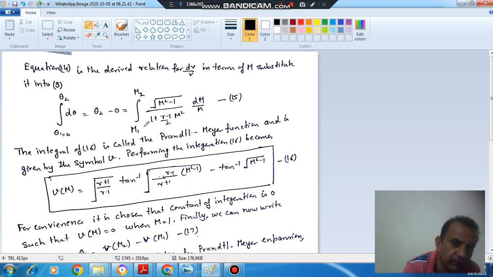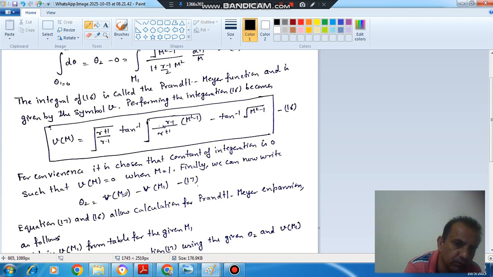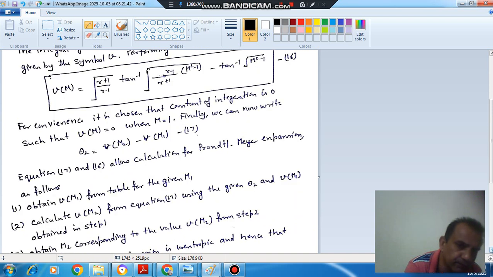Now our Mach numbers are M1 and M2, so this is the integration of this part. If we put the limits, taking mu according to M2 and mu according to M1, then their difference is just the deflection angle. So now we have equation 17, the most important equation to solve the numericals, and a special procedure is followed to solve the question.